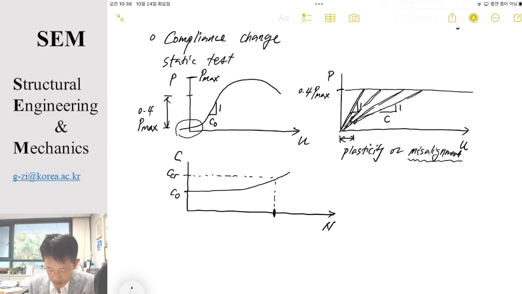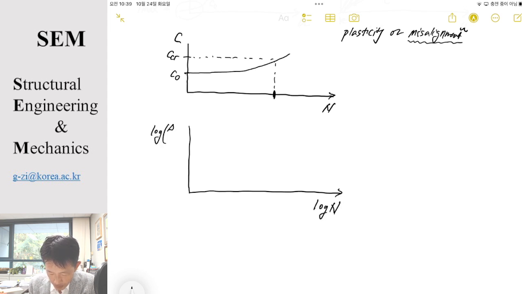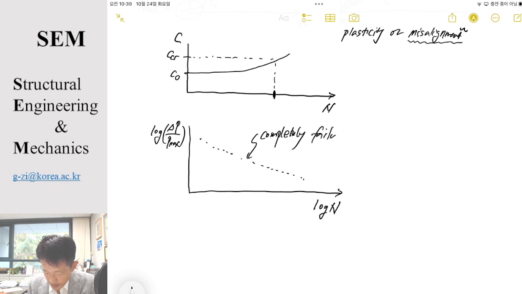So once we have this criterion, then we can plot the number of cycles and the load range, in log number of cycles, log of the load range divided by the maximum load, for example, and then we can obtain the number of loading cycles. Let's say this is complete failure, for example, or collapse.